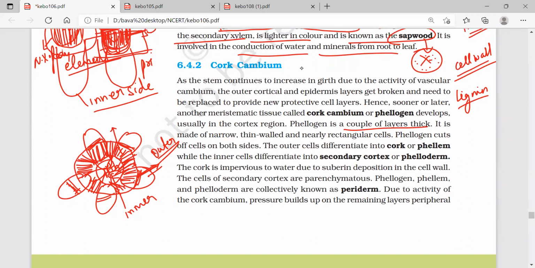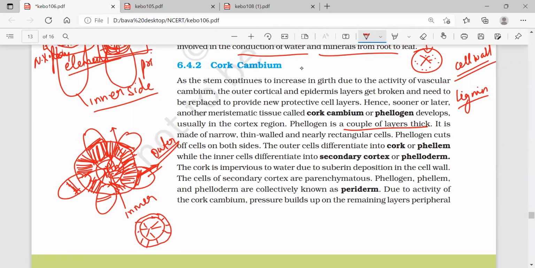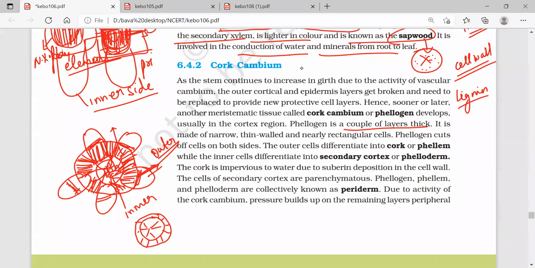That's good. Okay, listen. So let me talk about cork cambium. As this stem continues to grow, due to cambium activity in the vascular bundle, the girth size increases. It increases on the inner side. When it increases on the inner side, the outer layer of the wood, the technical term being bark, the cells in the outermost layer, what will happen to them?